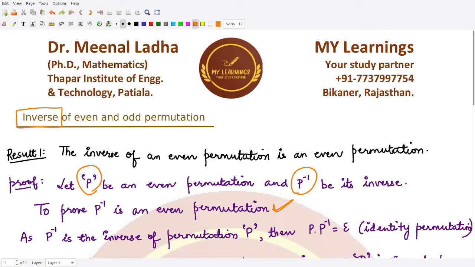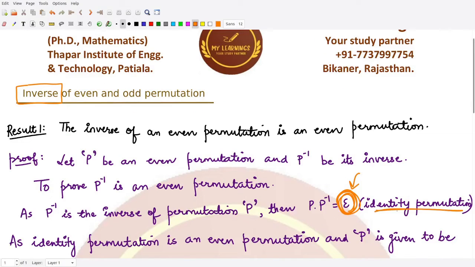In the next video we'll be studying a result which states that the identity permutation is always an even permutation. For this video, just remember that this epsilon, the identity permutation, is an even permutation, and moreover we know that P is also an even permutation. So what can we say about this P inverse?